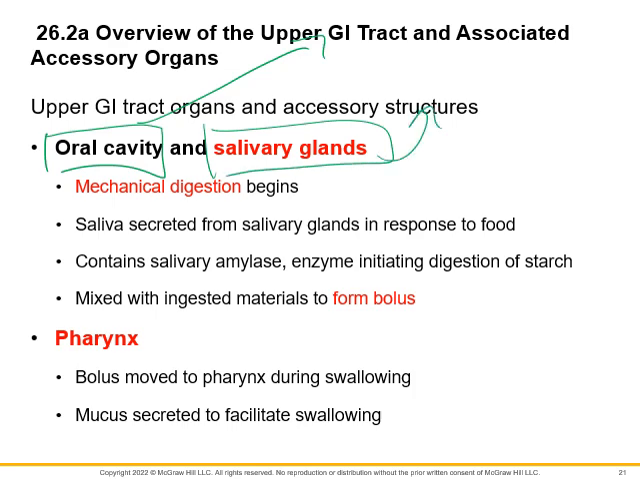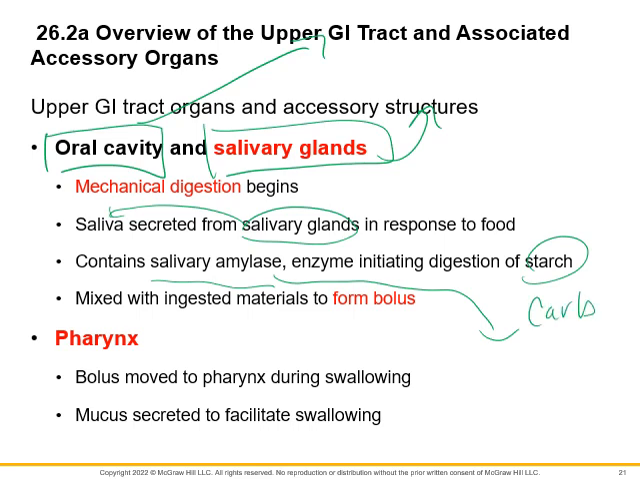So we're going to see mechanical digestion because we're going to put the food in our mouth and we're going to start chewing it. Then we're also going to see chemical digestion because the salivary glands are going to dump saliva, and that saliva has amylase. And I kind of mentioned this already. We're starting the starch or complex carb breakdown. It's going to mix with the food. So we've got mucus and food and saliva, and that's going to form a bolus.